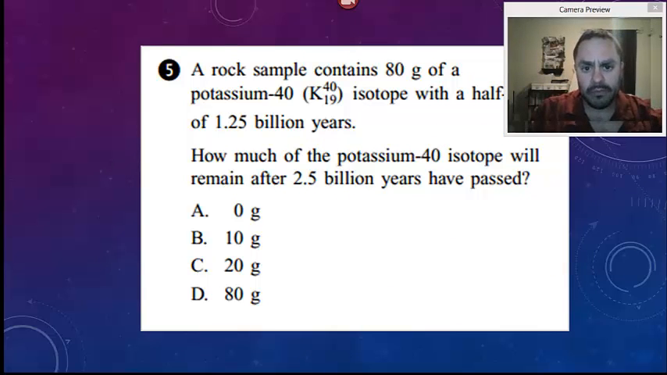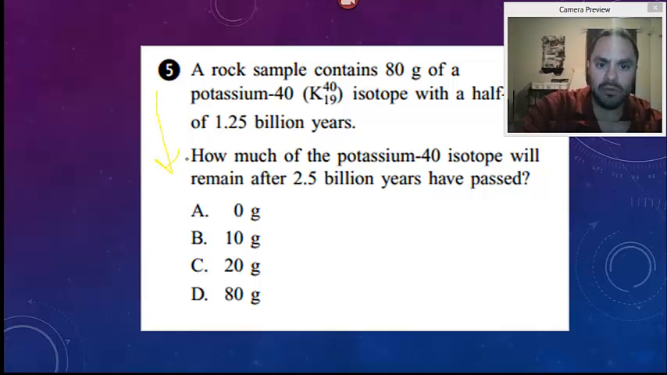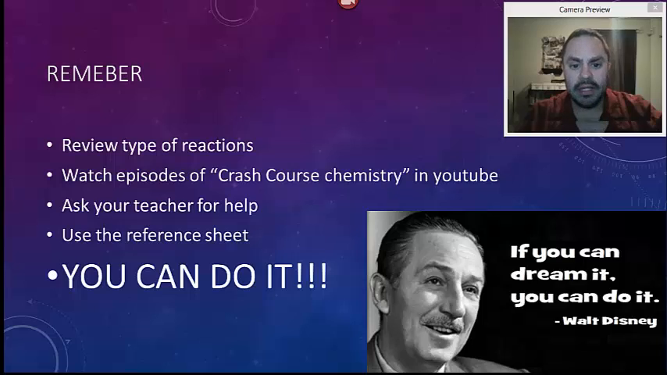Okay. Here's another sample. This idea is of radioactivity and the idea of half-lives. So when you look at half-life, this one says a rock sample containing 80 grams of potassium-40, an isotope with a half-life of 1.25 billion years. How much potassium-40 isotope will remain after 2.5 billion years? So you go from 80, and you would have to take half of 80, which would be 40, half of 40 would be 20, and so the answer here would be 20. I can review this with you separately. I don't want to spend too much time, but this is another good example of the kind of questions that is asked in the NECAP.